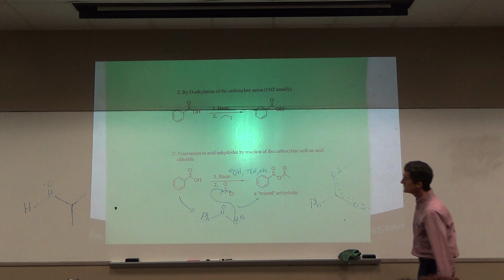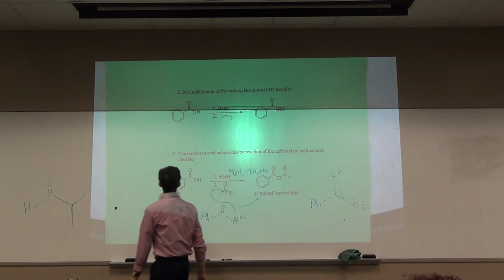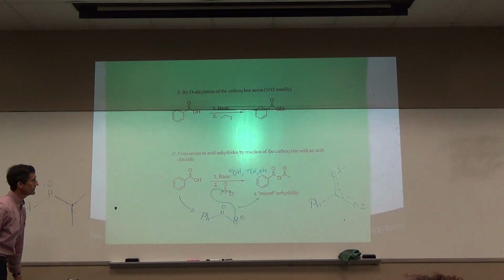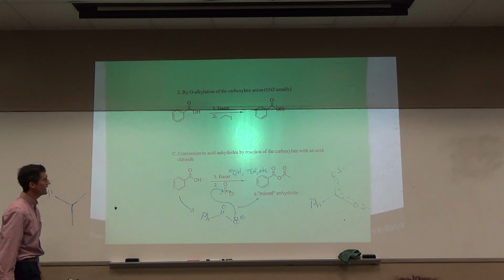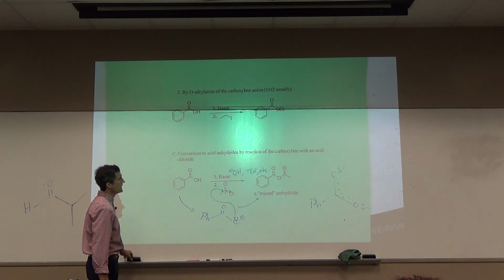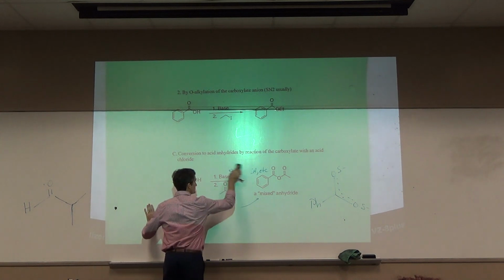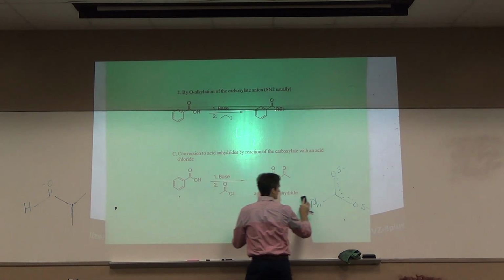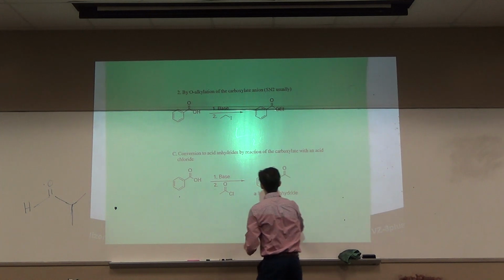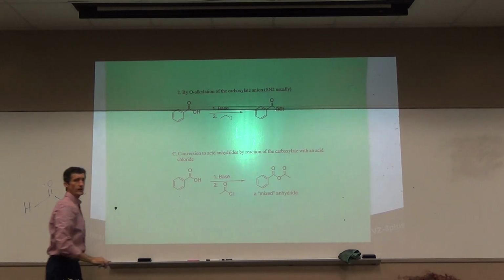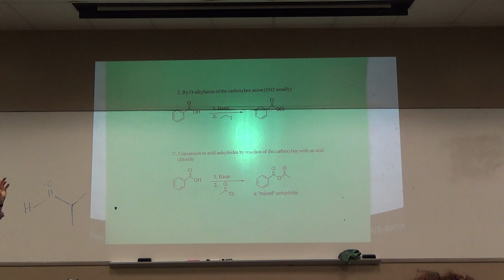C. Conversion of carboxylic acids to acid anhydrides. Reaction of a carboxylate with an acid chloride. Okay, already I would have expected you to know this reaction outcome.